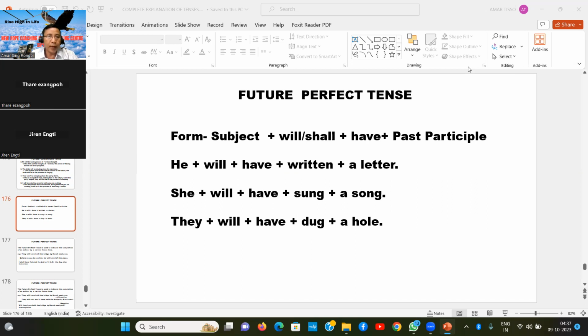She will have sung a song. After have, always we have to use the third form: sing, sang, sung. That's why they have used sung here, the third form, the past participle form. Then, they will have dug a hole. They will have dug, again after have, the third form: dig, dug, dug.